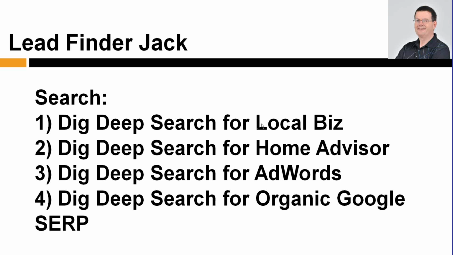When you do the local business, it already automatically jumps to the dig deep if you click on dig deep. The dig deep for HomeAdvisor, it also automatically jumps to it. Dig deep search for AdWords, so you want to select Google and search for ads and 2 pages deep. Dig deep search for organic for Google, so you enter keywords and the city, and typically you enter a couple of more pages than 2. So this concludes the dig deep search.